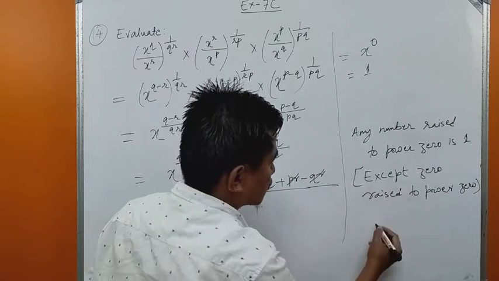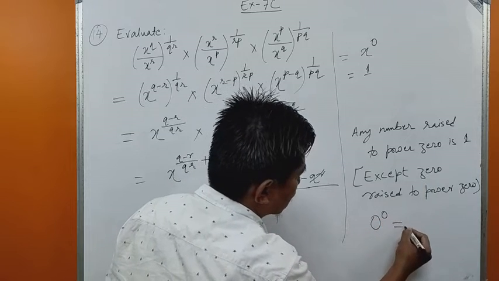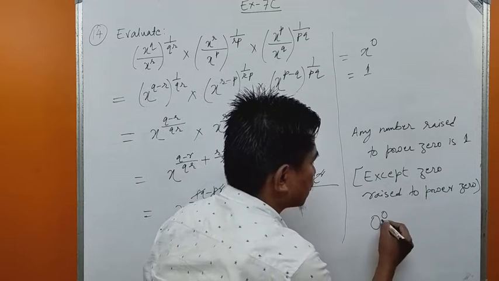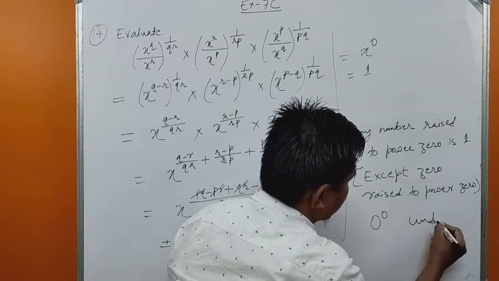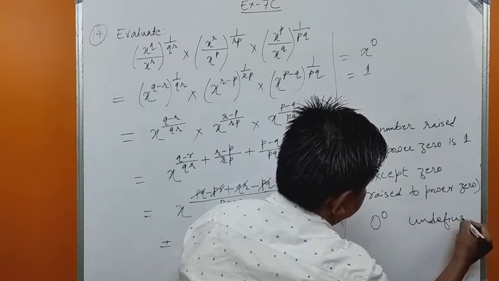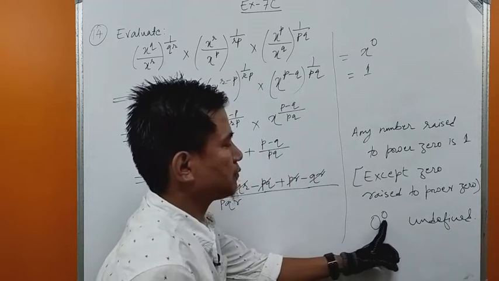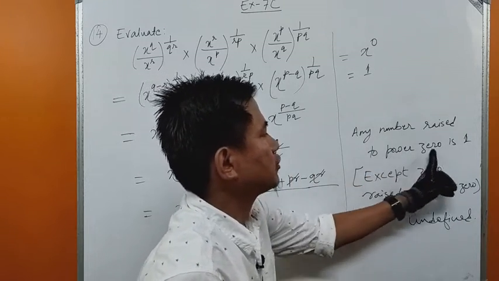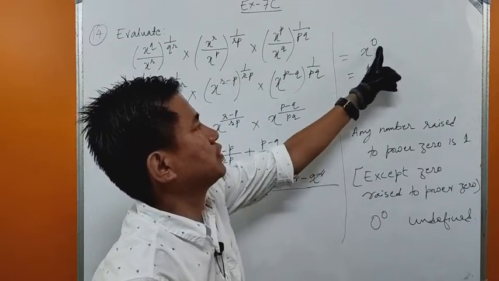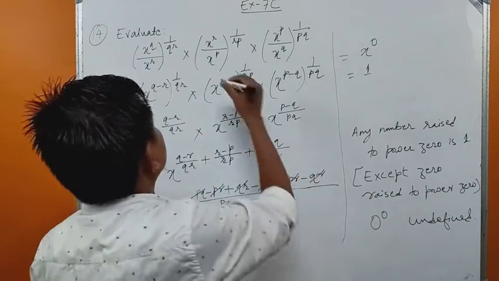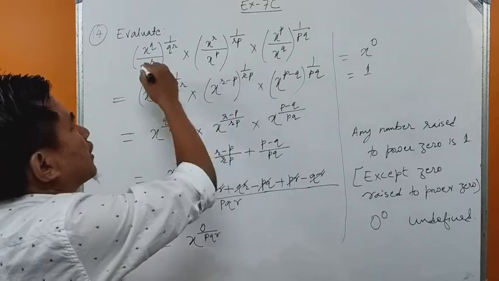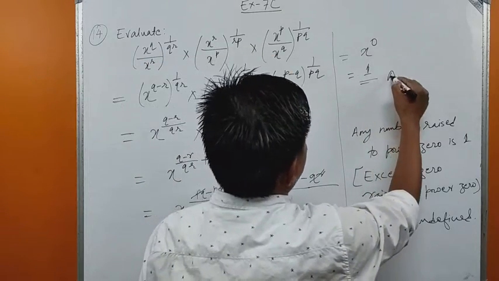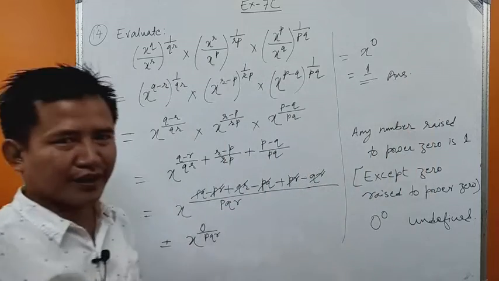Except 0 raised to power 0, means 0 to the power 0 is not equal to 1. 0 to the power 0 is undefined, okay. Please keep this in mind. Other than 0, any number raised to power 0 is 1. So x to the power 0 is definitely 1. So the value of this expression, we were asked to find, is 1, okay. So this is the answer. I hope you got this.